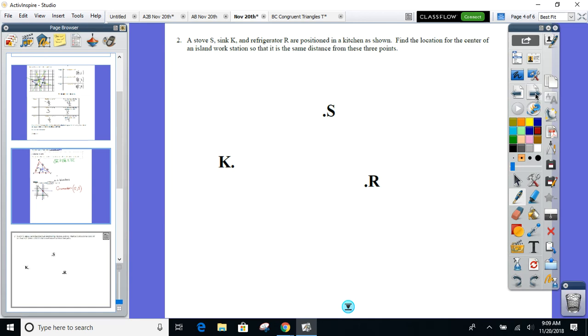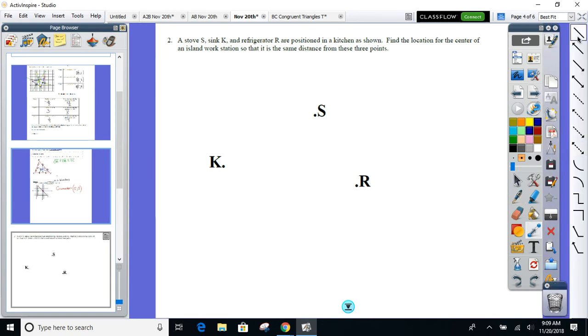All right, another application of this now. We have a sink, a stove, and a refrigerator in the kitchen. I need to place an island that's the same distance from all 3 points. I need a point that's the same distance from K as it is from S as it is from R. Now, if we see here, K, S, and R could be vertices of a triangle. And you only have 1 point, but what's the point called equidistant from K, S, and R? Circumcenter. So I need your help locating the circumcenter for triangle KSR.